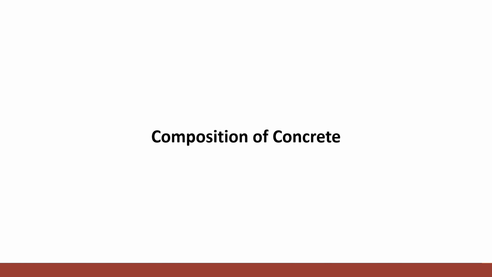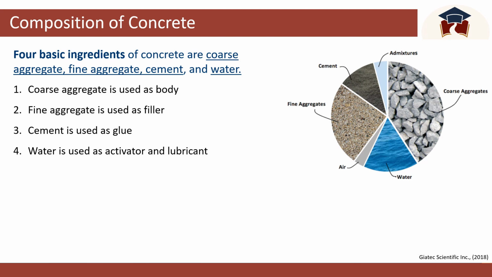In this topic, we will discuss the composition of concrete. There are four basic ingredients in concrete: coarse aggregate, fine aggregate, cement and water. Coarse aggregate is used as the body, fine aggregate is used as the filler, cement is used as the glue, and water is used as the activator and the lubricant.